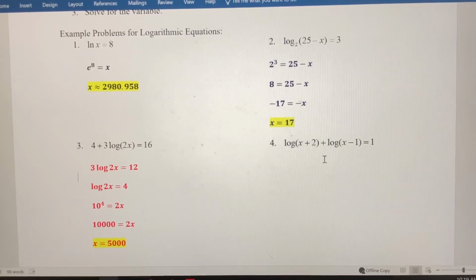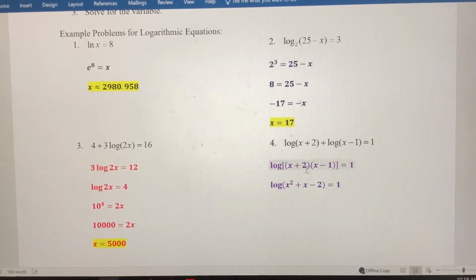Okay. Number 4, this one's going to be a little more complicated because we have to use the properties of logarithms to put all this together into one logarithmic expression. So if you'll think back, the product property, we've got these two logarithms with the same base. We're adding those together. So what I'm going to do is I'm going to multiply these two expressions together using the product property of logarithms.